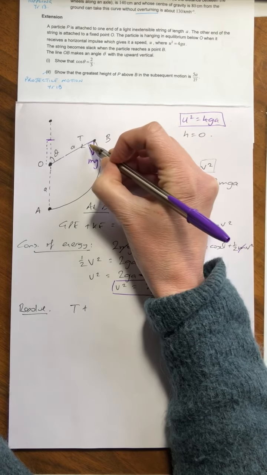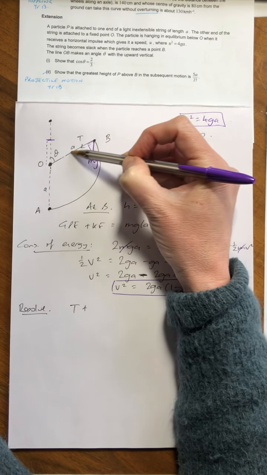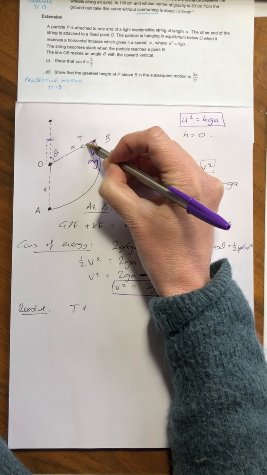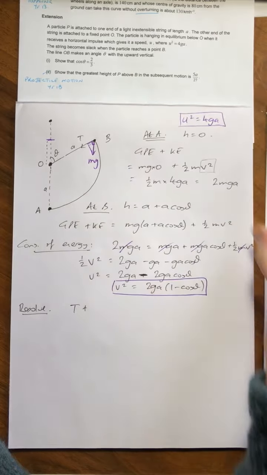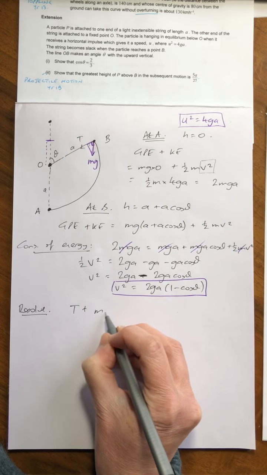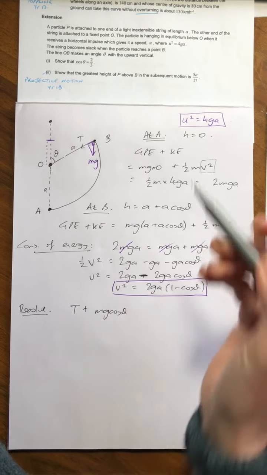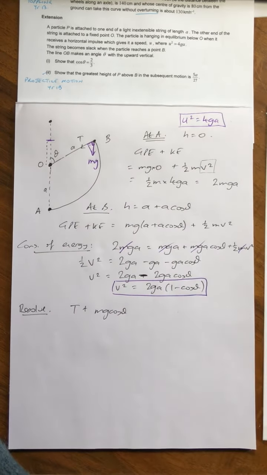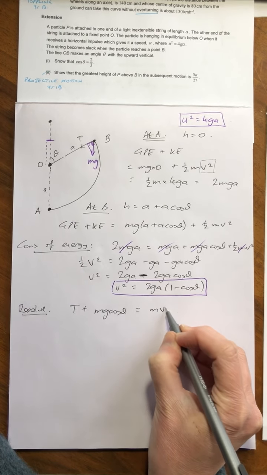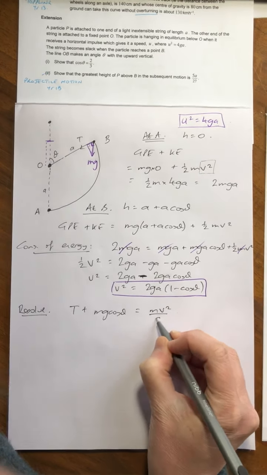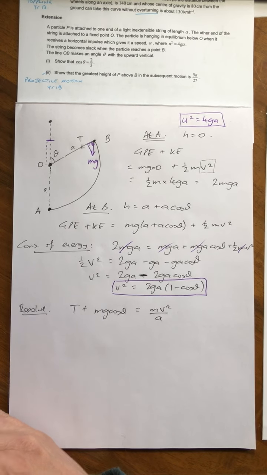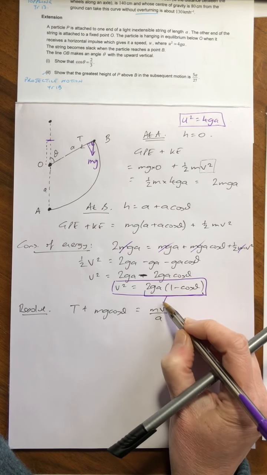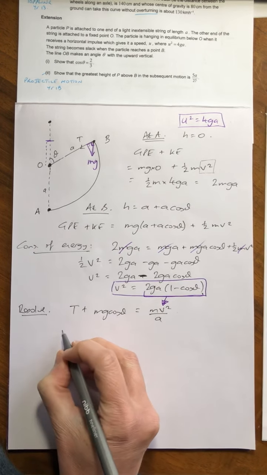That's got to be the hypotenuse. I've got alternate angles, so this is also theta. It's next to that, it's the cosine component, so it's going to be mg cos theta. And that is also acting towards the centre of the circle, so both of those are acting that way. And that is equal to mv squared over r. And our radius is equal to a. This is v squared, so I'm just going to put that in there.